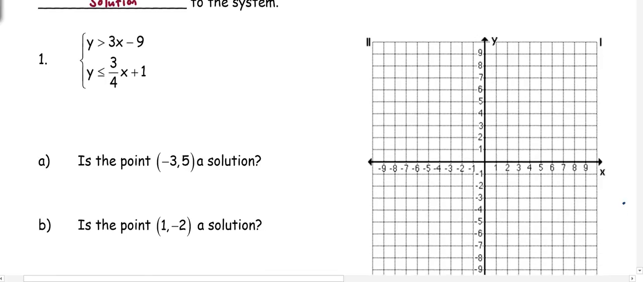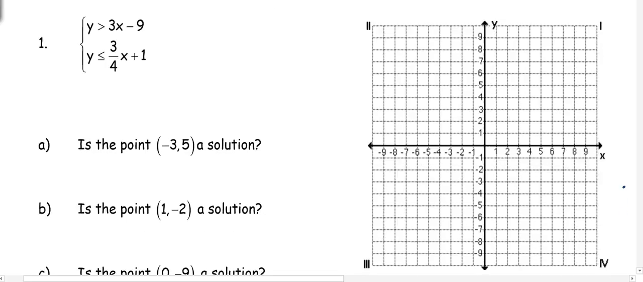So in number one, we have y is greater than 3x minus 9, and y is less than or equal to 3/4 x plus 1. So in the first line, we know that our slope is going to be 3 over 1 because 3 is in front of the x, and our b value is going to be 0, negative 9. So I'm going to go to negative 9 on the y-axis, and I'm going to go up 3 over 1 all the way across my graph.